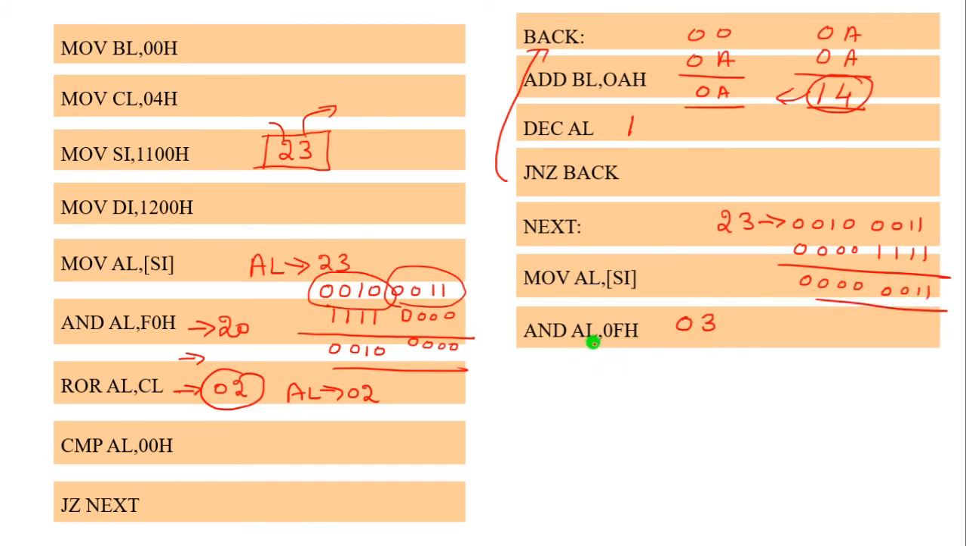It can be stored in AL register. Here we are going to perform the AND operation, simple AND operation. Okay, next add AL comma BL.